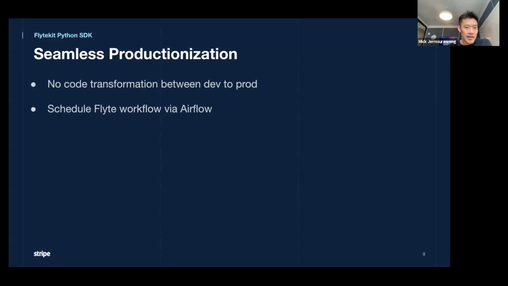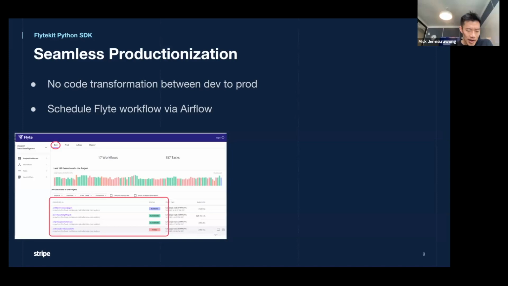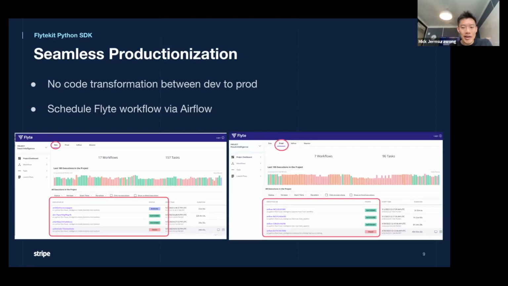The benefit here is that there's no code transformation between dev workflow and prod. The distinction here is really you just register. You can actually use the same code, the same container image, or the same Flyte workflow resource, but at Stripe we make some distinctions: dev is reserved purely for ad hoc development, and when you actually want to go into scheduling on Airflow, you would register under a prod domain.